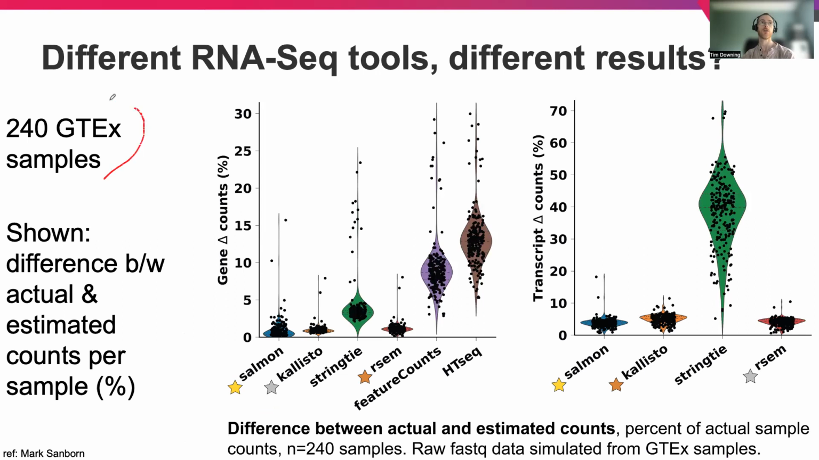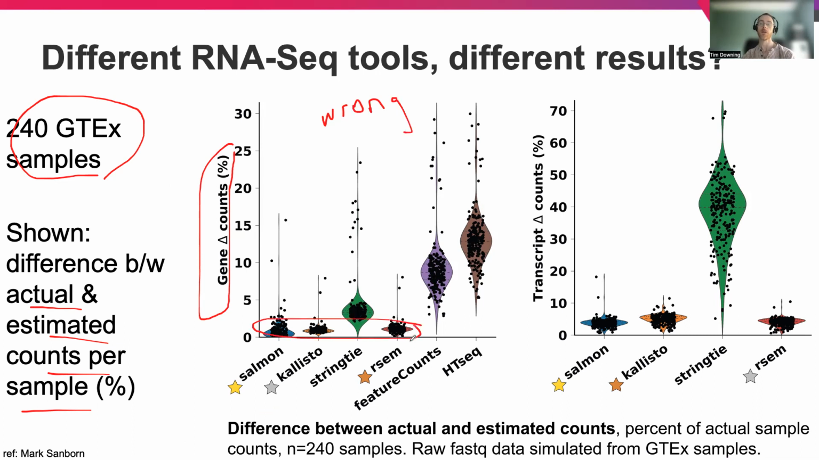So this is looking at 240 GTEx samples. What we're looking at is the difference between the actual and estimated counts per sample. So this is the degree that things are wrong up here and right down below. So these are the more accurate ones. You can see that Salmon, Kallisto, and RSEM are more accurate, and Cufflinks is a bit off, whereas featureCounts and HTSeq are much less accurate. So you see that as well. If we go from the gene level here to the transcript level, you see StringTie is much less accurate too.